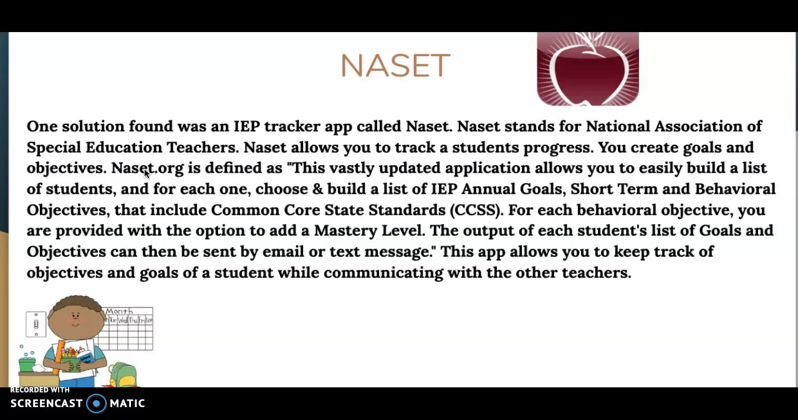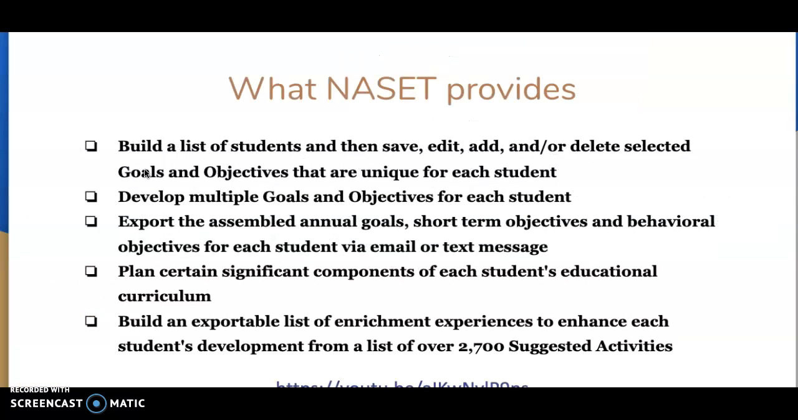NASET.org defines it as this vastly updated application that allows you to easily build a list of students and for each one choose and build a list of IEP annual goals, short-term and behavioral objectives that include Common Core state standards. For each behavioral objective, you are provided with the option to add a mastery level. The output of each student's list of goals and objectives can then be sent by email or text message. This app allows you to keep track of objectives and goals of a student while communicating with other teachers.